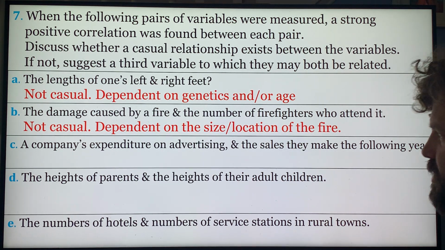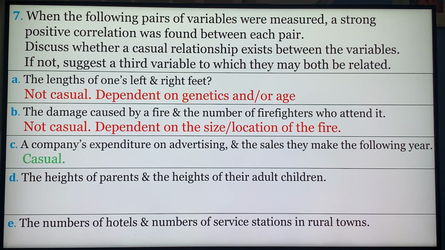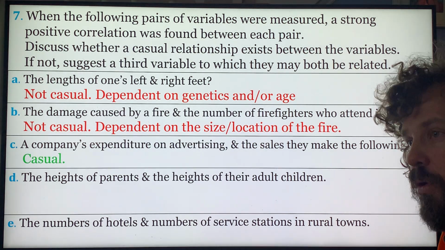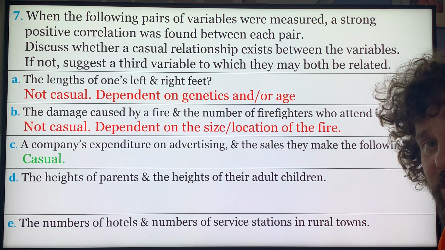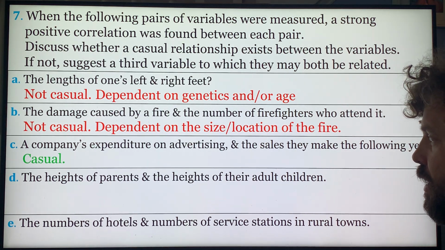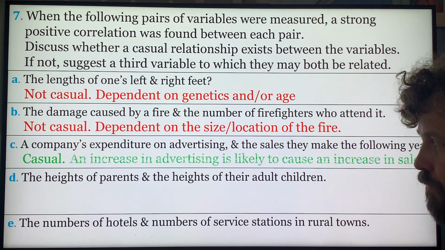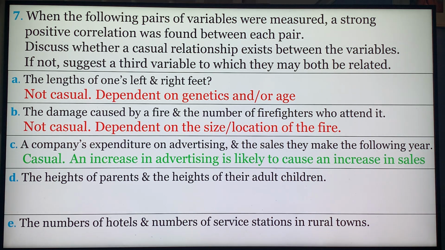Companies' expenditure, how much they spend on advertising, and the sales they make the following year. So do you think the amount they spend on advertising directly affects how much they make the following year? Causal. Of course it does. The more you spend on advertising, the more you make. That's why companies spend millions of dollars on ads at the Super Bowl. An increase in advertising causes the increase in sales. I just said that. That is also causal.